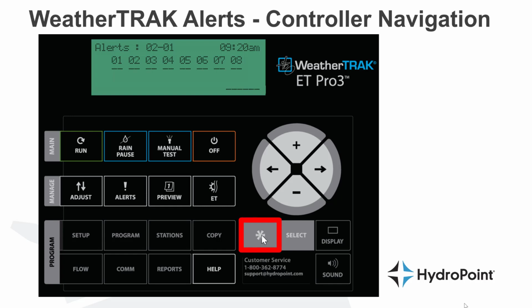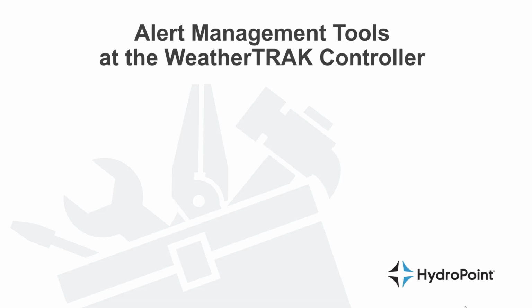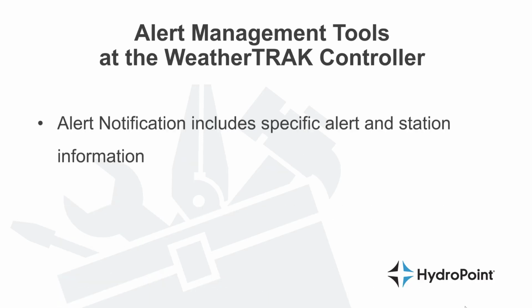So the star button is the key to clearing alerts when you're standing at the controller, and then once the alert is cleared, I can go back to that station and run it manually to test my repair and make sure that the alert condition has been fixed. So even though you don't get the definitions and support materials like you get on WeatherTRAK Mobile, the alert management tools at the controller are important to my field users.